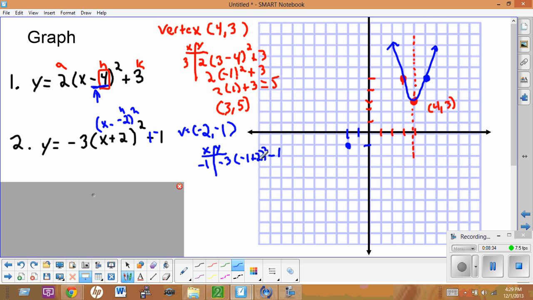Negative 1 plus 2 is 1. 1 squared is 1. So when that's all said and done, it comes out to 1. Negative 3 times 1 minus 1 is negative 4. So my point is, when I plug in a negative 1, I'm down at negative 4. So negative 1, 1, 2, 3, 4. There it is. You know you have symmetry going right through the point, so the same height. We have a parabola opening upside down in quadrant 3.